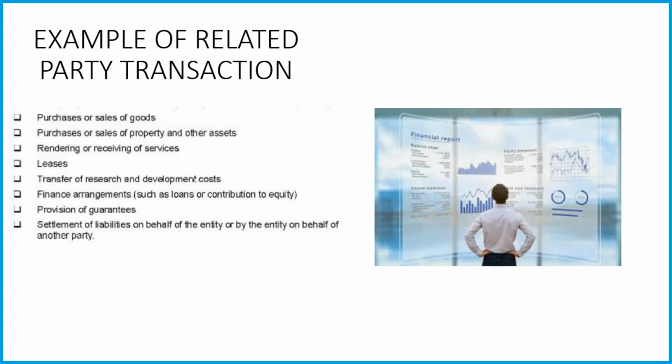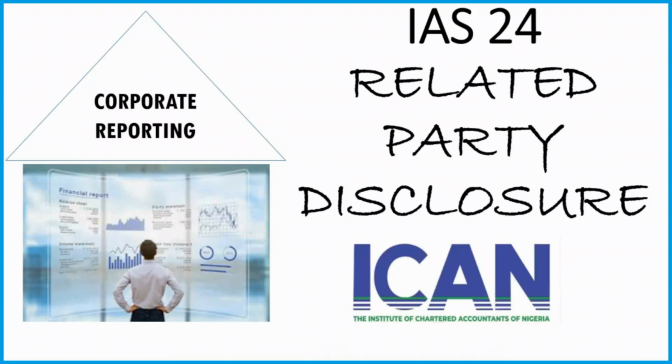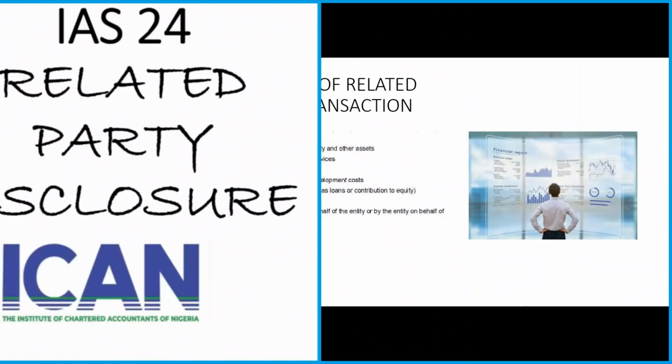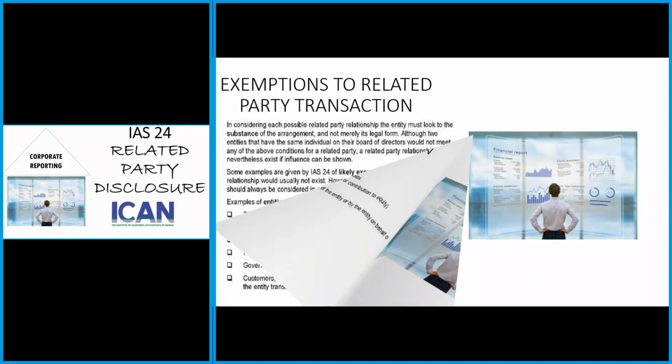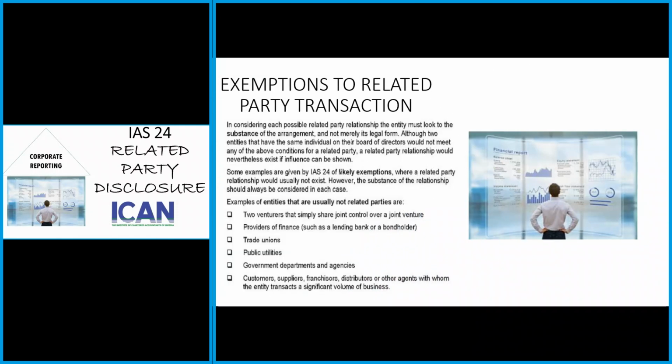Settlement of liability on behalf of an entity. You can't pay for somebody you do not have a relationship with. So therefore, when such occurs, we know that IAS 24 is catching up on us, and we need to disclose. What are the exceptions to the rule, especially those aforementioned relationships that we spoke of? What are some of the rules?